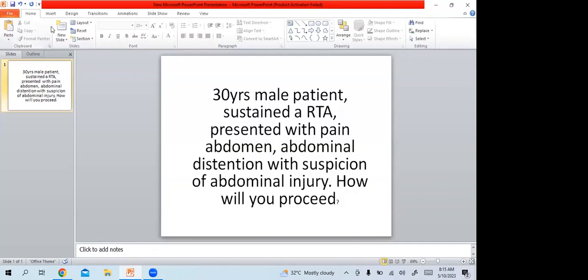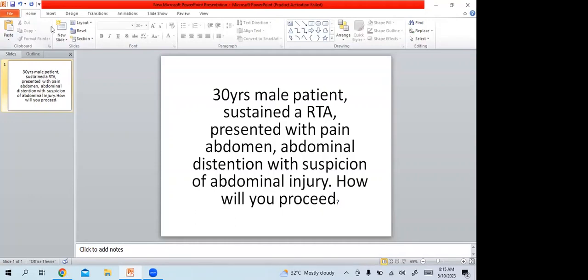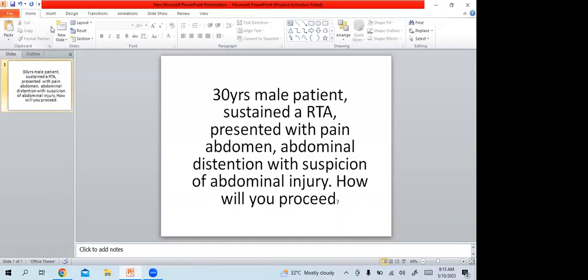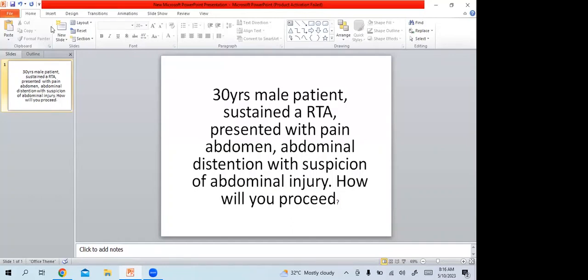Sir, on examination, blood pressure is 110/70, and heart rate is 90. That is absolutely normal, right? Yes, sir. Okay, so below what will you consider to be abnormal? Sir, systolic BP less than 90, and heart rate more than 100. So basically, a systolic more than 90 is considered hemodynamically stable, right? Yes, sir. Okay, then proceed.